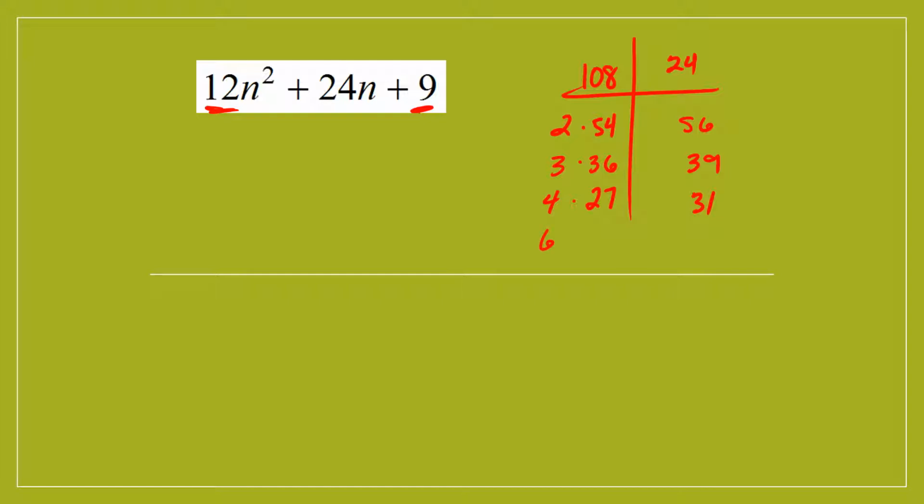If I try 6, 6 will go in 1 time, then I have 48, so that'll be 18. And 6 and 18 add up to 24. So there it is. 6 and 18 is what I'm going to split this middle number into. So I would have my 12n squared, but I'm going to split my 24n into positive 6n and positive 18n, and then bring down my plus 9.